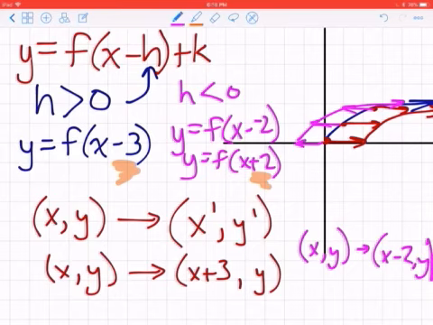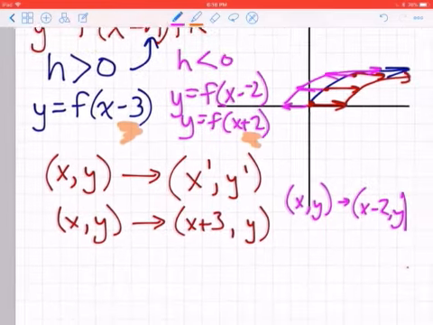Okay? So any of those values, you can take the original x values or the original points from the graph, x, y, and then you just change them to being x minus 2, and then the y stays the same because k is nothing.